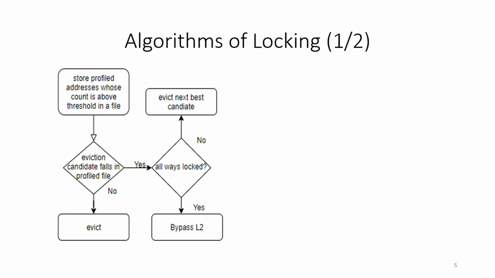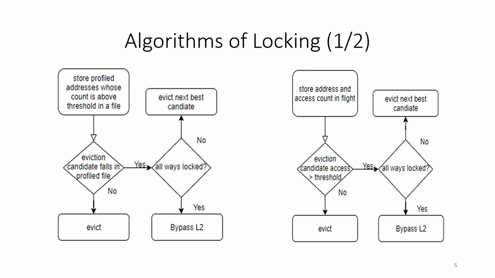During eviction, if an address inside the profile file becomes the eviction candidate, we don't evict it. Instead, we evict the way which is the next best. If all the ways in the set are locked, then we bypass the access directly to DRAM. In the second implementation, we do not maintain a static profile file. Instead, we construct the locked list in flight.